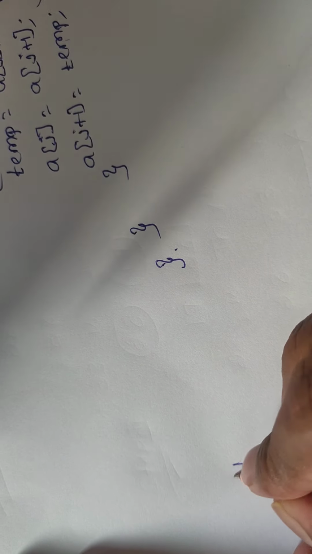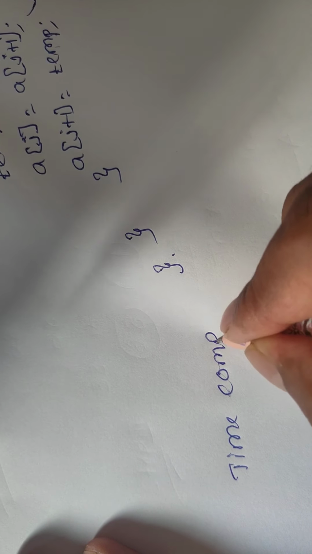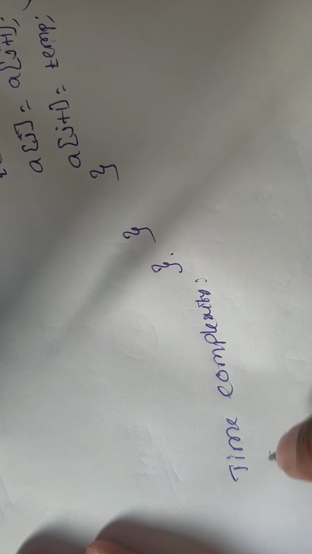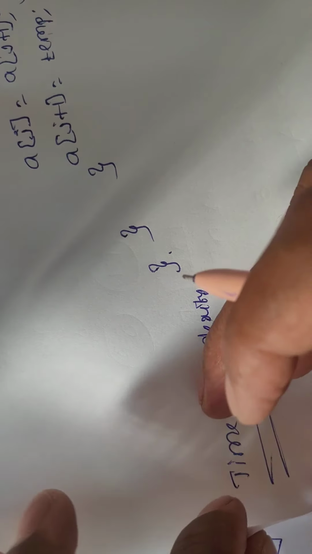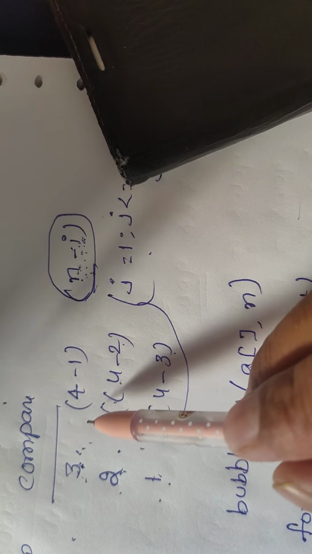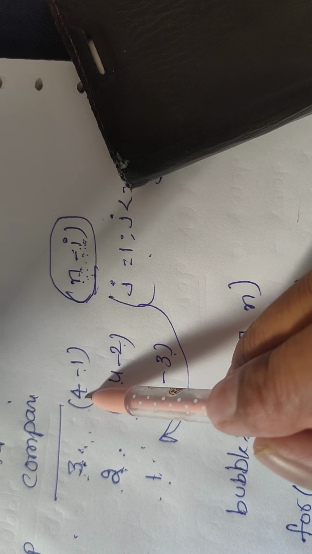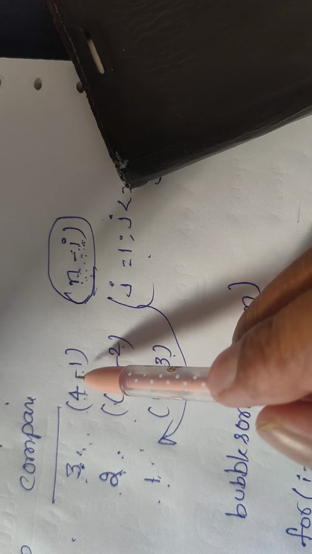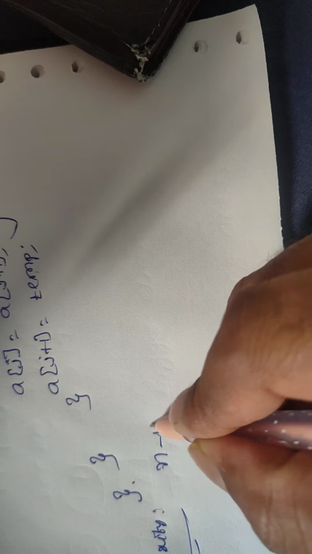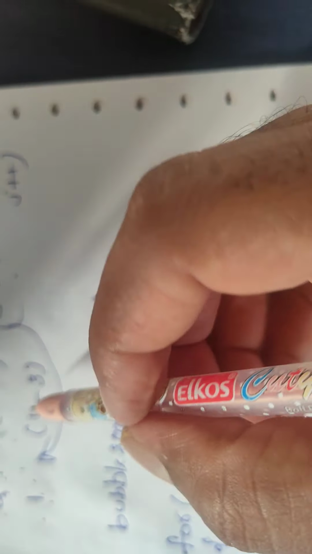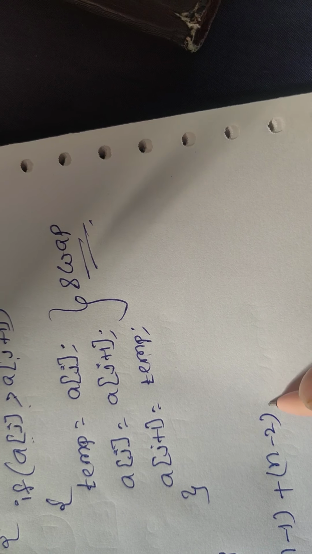Then after that, people ask how much time will be taken. That is the time complexity. In the first step, how many comparisons are there? There are 3 comparisons, and next 2, next 1. For example, if n is 4, the first comparison count is n minus 1, plus the next one n minus 2, and so on.